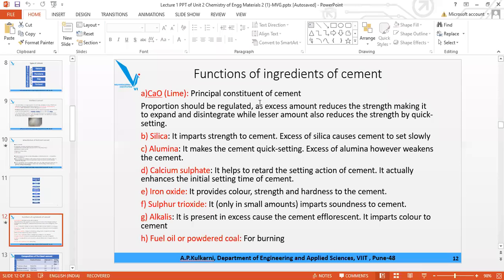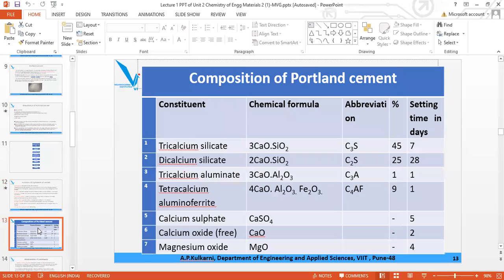CaO gives strength, silica gives strength. Alumina is for quick setting, but excess weakens the cement. Calcium sulfate retards the setting time. Iron oxide gives color and strength. Sulfur trioxide gives soundness. Alkali gives color, but excess gives a higher degree of clinker formation. Fuel oil is for burning, and burning is for mixing all the constituents of the cement together.